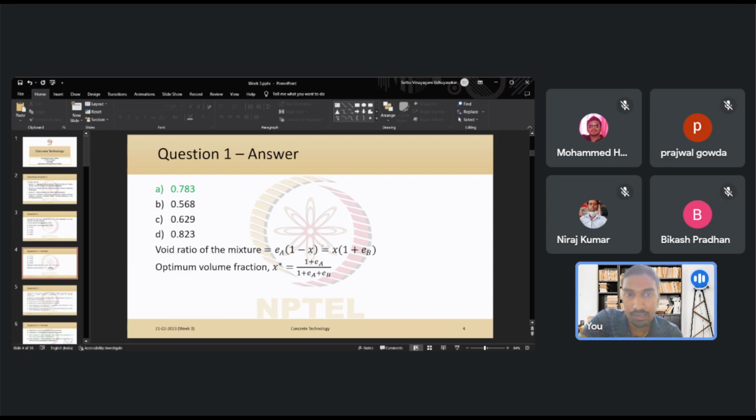Similarly, we looked at the other case where we added some fine aggregate into coarse aggregate, and we arrived at this expression for the void ratio of the mixture, which was x into 1 plus EB, where EB is the void ratio of the coarse aggregate, right? And x is still the volume fraction of the coarse aggregate in the mixture. So we looked at two different cases and arrived at two different expressions, both for the same binary mixture of fines and coarse aggregates.